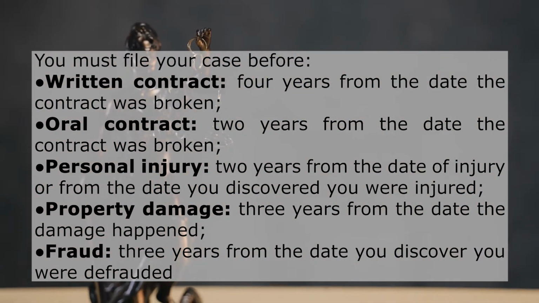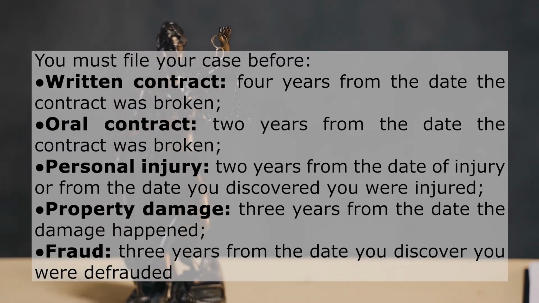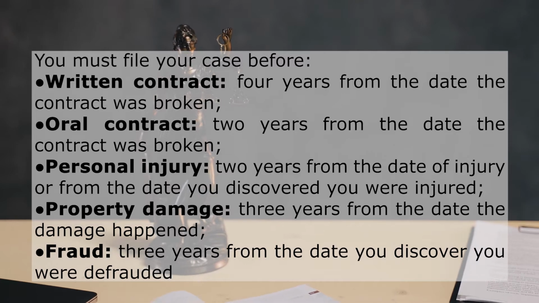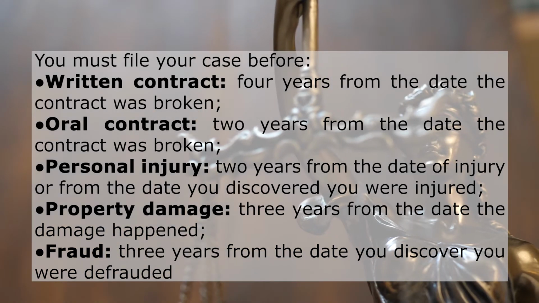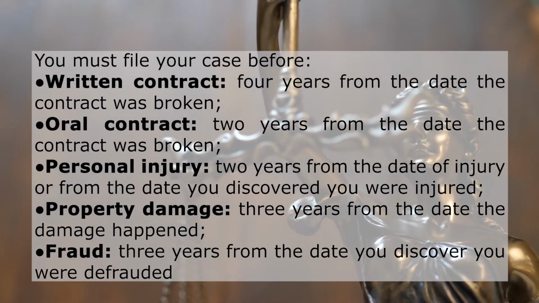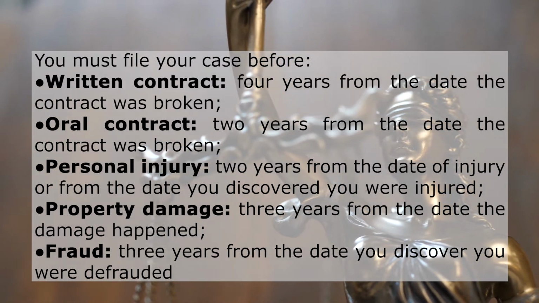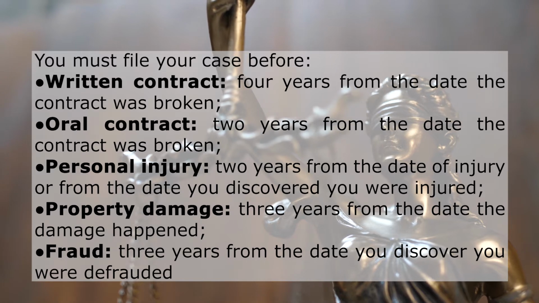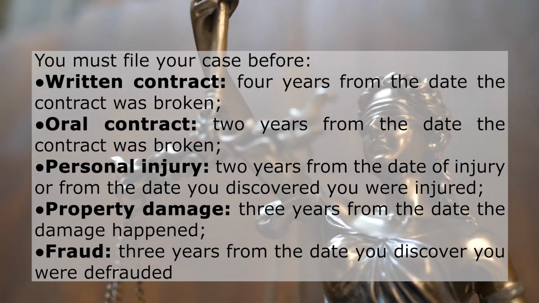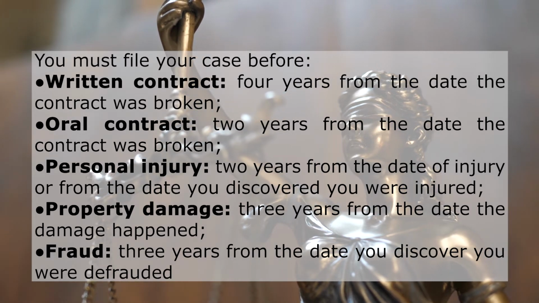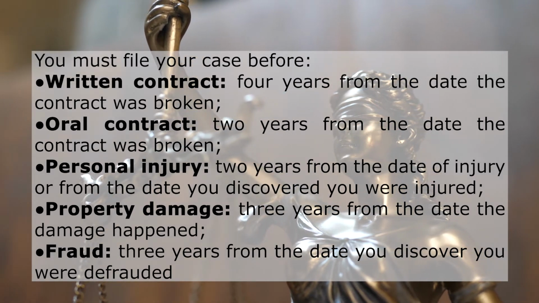Written contract, 4 years from the date the contract was broken. Oral contract, 2 years from the date the contract was broken. Personal injury, 2 years from the date of injury or from the date you discovered you were injured. Property damage, 3 years from the date the damage happened. Fraud, 3 years from the date you discover you were defrauded.